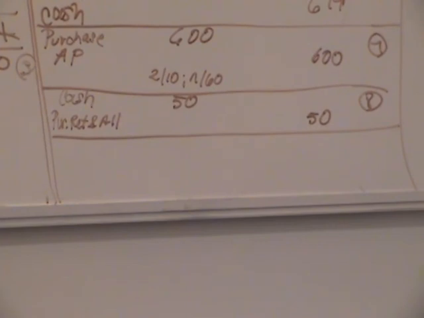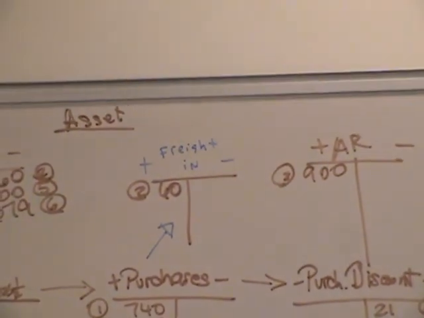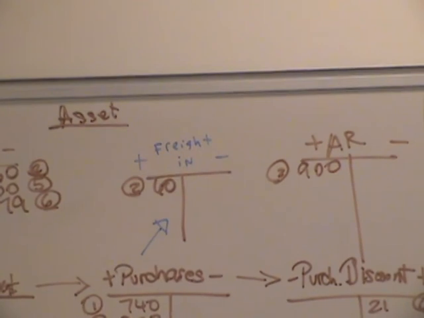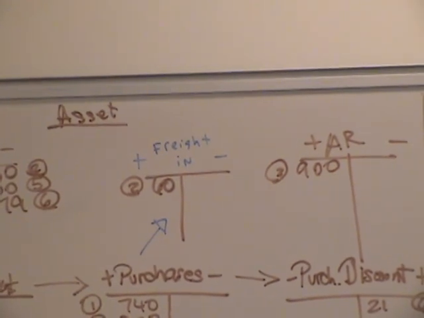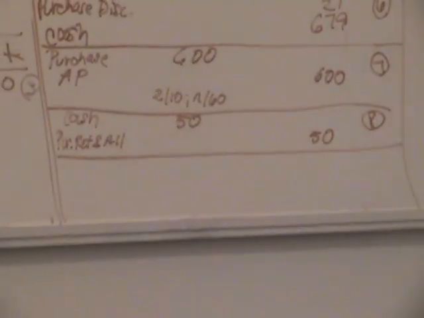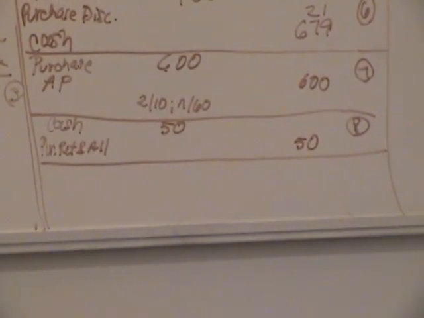Okay. Inbound, however, in the other method, we debit inventory. In this method, we debit what? Freight in. In this method, we debit freight in. Okay, so it's $30. Okay, do it. Wait a minute. And we'll be right back.